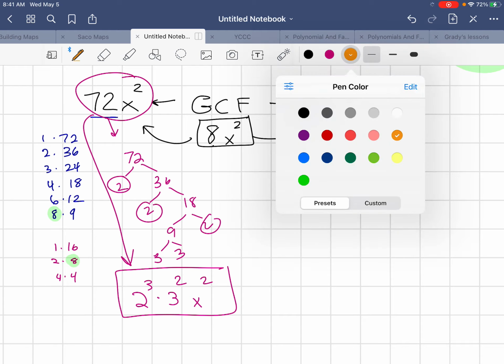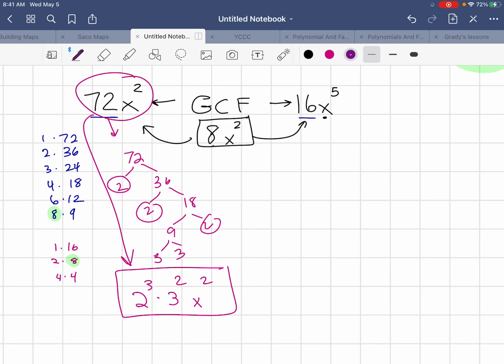And if I did the same thing for 16, that's definitely wrong. Wow, that's a lot of 2's. How about 8 times 2? 8 is 2 times 4, and 4 is 2 times 2. So we have 1, 2, 3, 4 twos. So it's 2 to the 4th, and then the x to the 5th shows up.